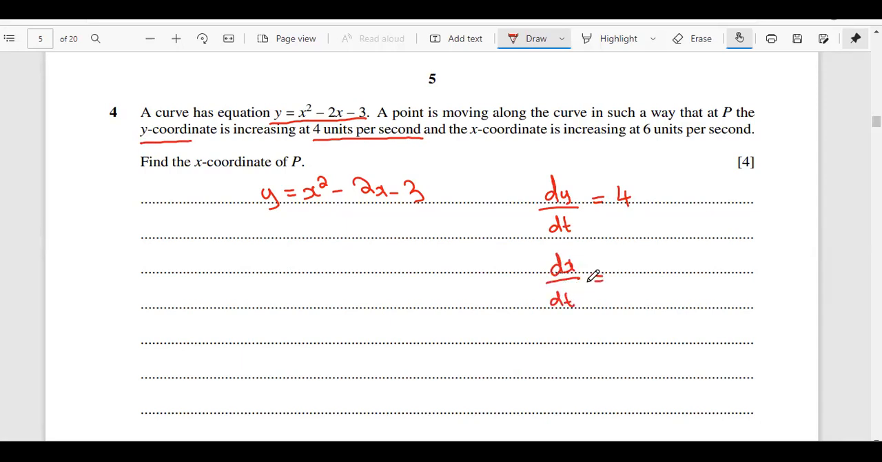dx by dt would be the change in x with respect to time, and you have that the x coordinate is increasing at 6 units per second, so this would be 6. When we were done with differentiation, we discussed rate. I told you rate is the change with time, and you can always write it as dy by dt or dx by dt, depending on whether you're talking about the y coordinate or the x coordinate.